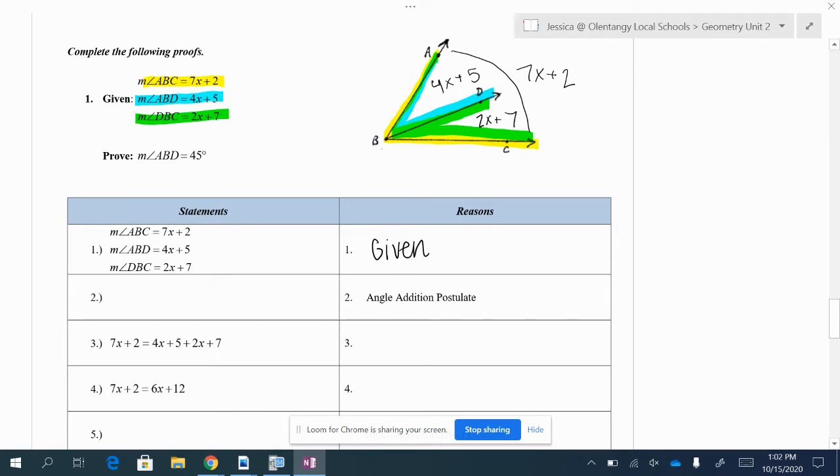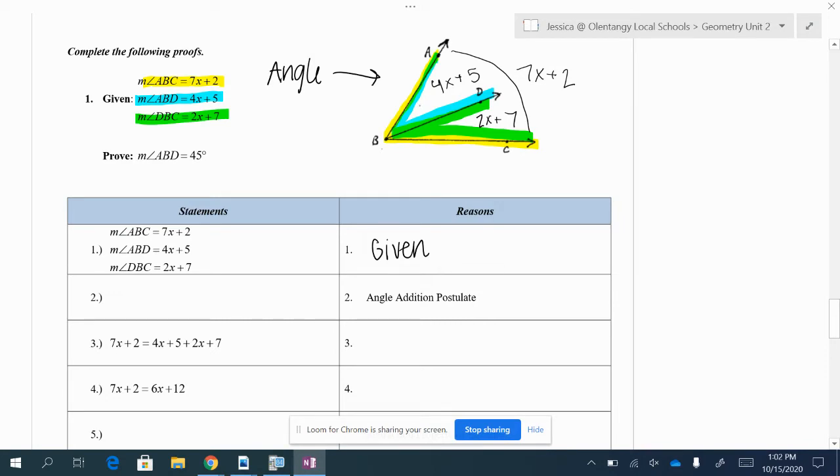And then we go down to our next statement, and our reason is angle addition postulate here. Angle addition postulate is the same thing as segment addition postulate, just depends on what you're working with. You shouldn't write anything down about segments because in our picture, we're working with an angle. Since we're working with an angle, that's going to be angle addition postulate.